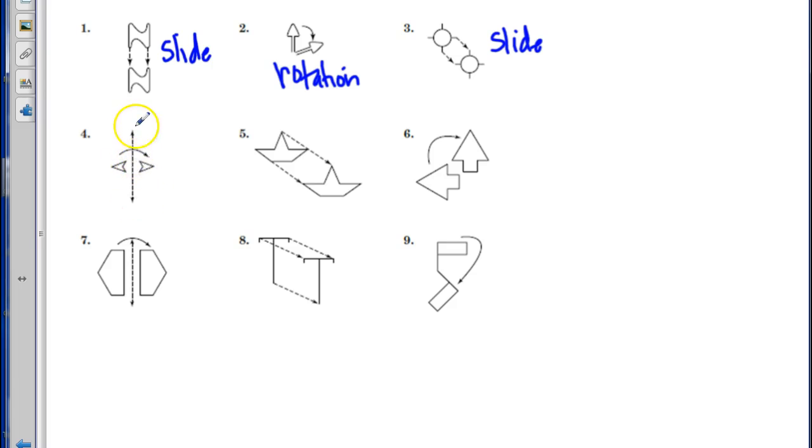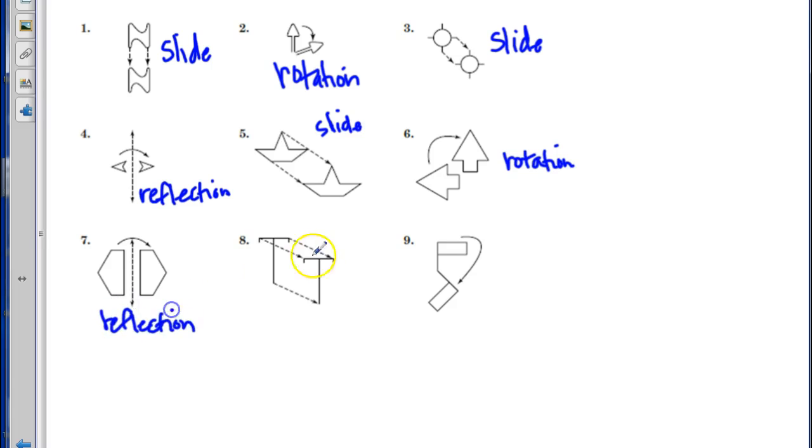Number 4, there's that reflection line that we talked about. And look, it's a reflection. If I fold along the dotted line, they would land right on top of each other. So this is a reflection. Good job. Number 5, yep, slide. Good job, guys. What's number 6? Yeah, exactly. Rotation. 7. Yep, reflection. 8, sliding T from back here to the front, or it looks like a T anyway, so that's a slide. And there's the point that they rotated this letter P on, so that's a rotation.